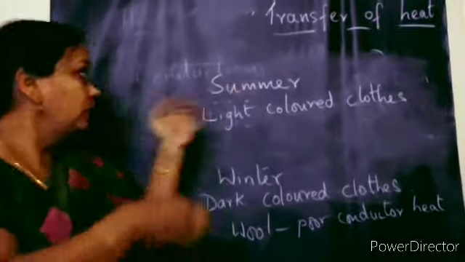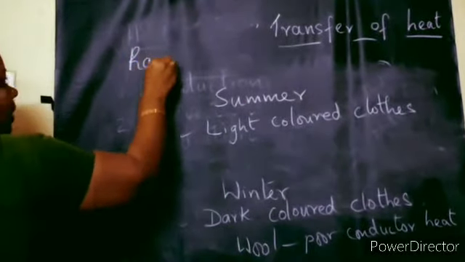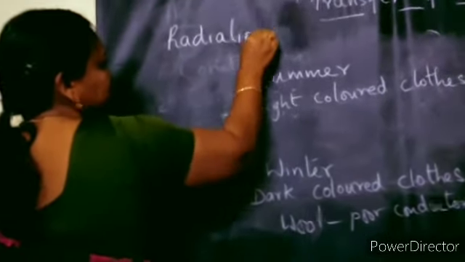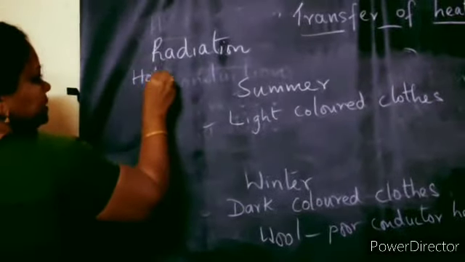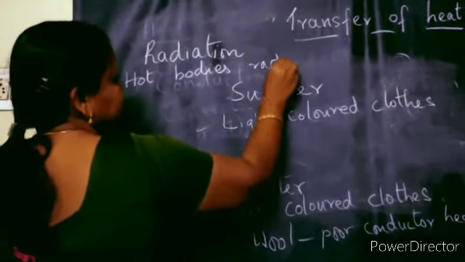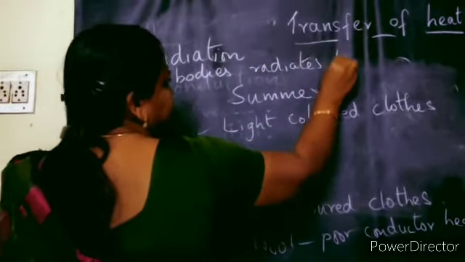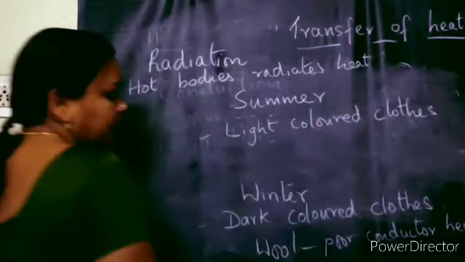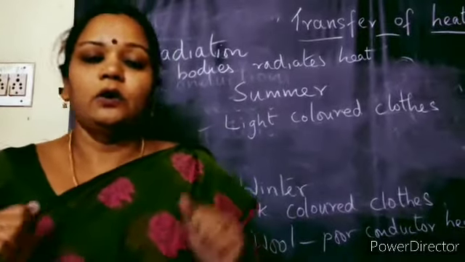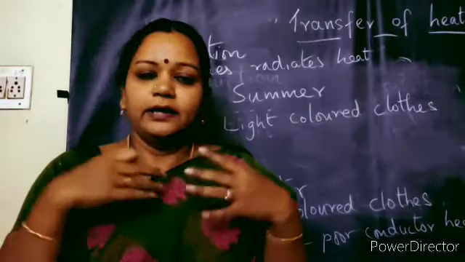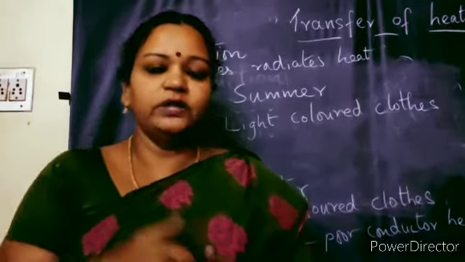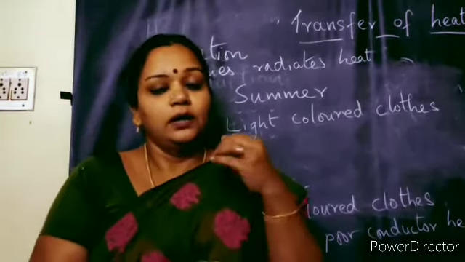As I said now, during radiation, all the hot bodies radiate. Radiates means they emit heat. So here, as it is a poor conductor of heat, it won't allow the body heat to get out, because of that the outside temperature won't affect you. It won't allow the outside coolness to get into your body.